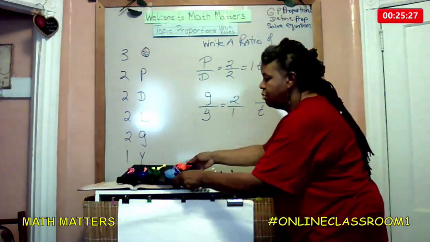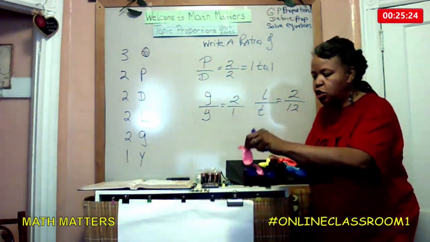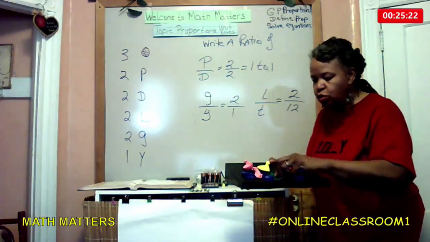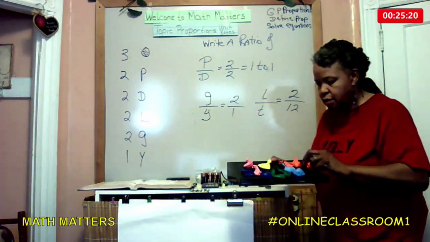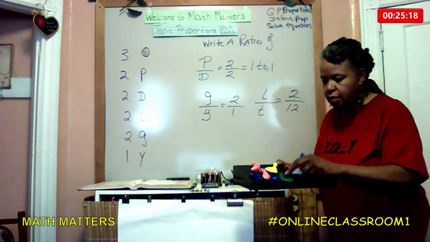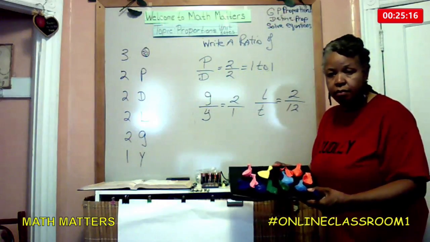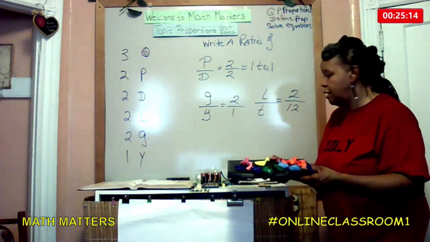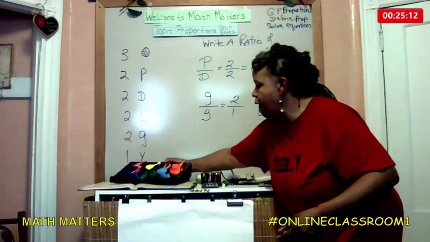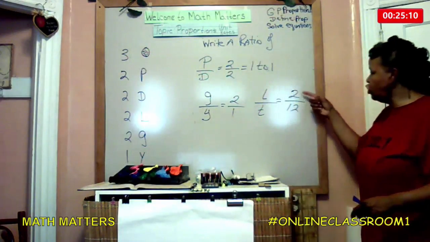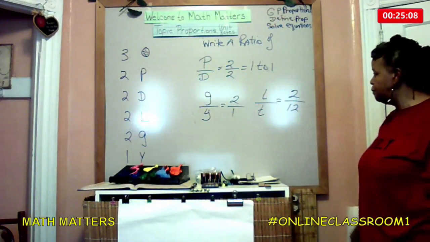You don't believe it? Count them up. 2 out of the 12 balloons are light blue. For every 2 green balloons, I've got 1 yellow. Okay? So that's my ratio. 2 out of the 12 are the light blue.